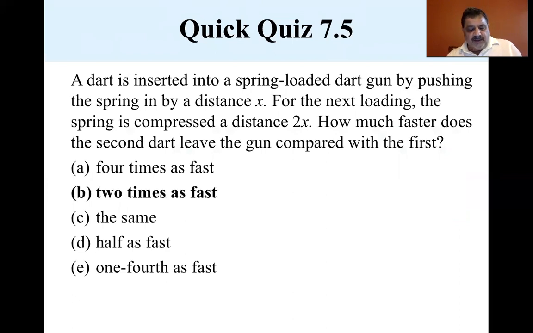It's twice as fast because the work is proportional to the square of the compression distance, and the kinetic energy is proportional to the square of the speed, v. Doubling the compression distance doubles the speed.